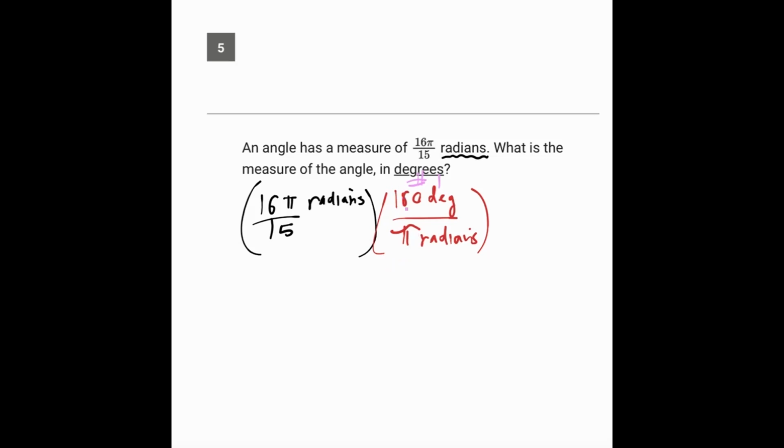For the record, we could have multiplied by pi radians over 180 degrees, because that's also the number 1, but we're choosing to put the radians on the bottom to counterbalance the fact that we have radians on the top. And when you do that, they both cancel away. In addition, you have pi on the top and pi on the bottom, so those cancel away. And now we have a certain number of degrees, and that number is equal to 16 times 180, all divided by 15. Now on the calculator, that comes out to 192, and that's our answer to number 5.